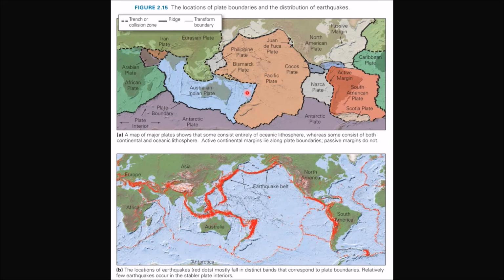So compare this picture over here to this picture down here. What do you notice? You notice that wherever you see the edges of each of these large colored shapes, that's where you tend to see the earthquakes happening. So let's go back up to this picture over here. What exactly is this picture showing?